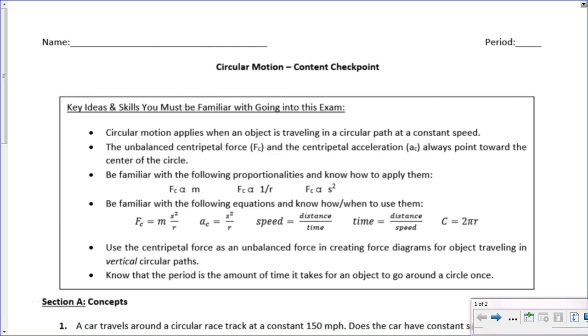If you haven't already watched the video that I posted for the extra practice with circular motion worksheet, I recommend that you go back and watch that, because there are a lot of good concepts on there that will help to reinforce what you see in this video. So really, in preparing for the exam, I recommend that you watch both of these videos.